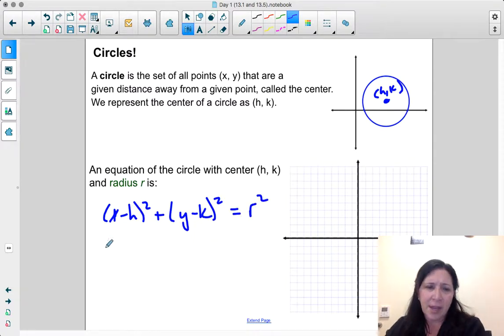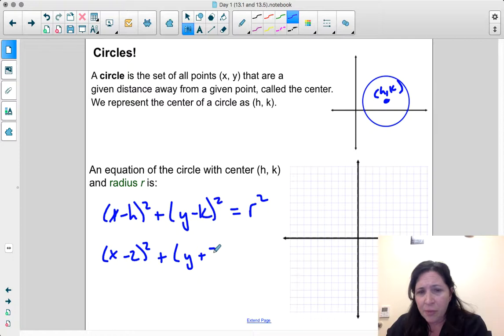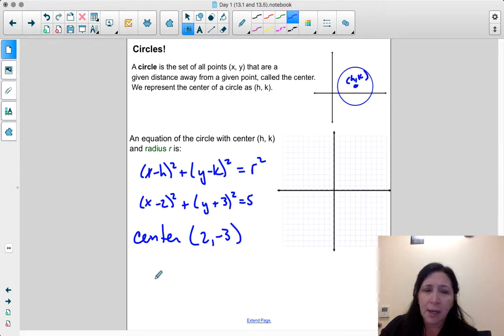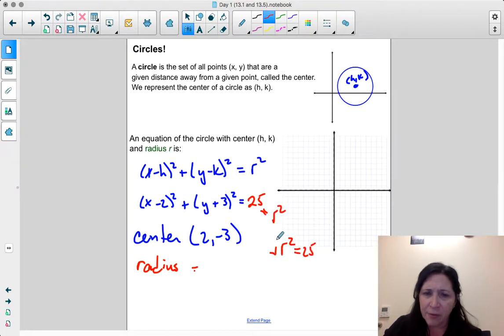If I said (x minus 2) quantity squared plus (y plus 3) quantity squared equals, let's make this 25, the circle would have a center at (2, negative 3), and this is r squared. So r squared equals 25, and if you square root both sides, you get r equals 5.